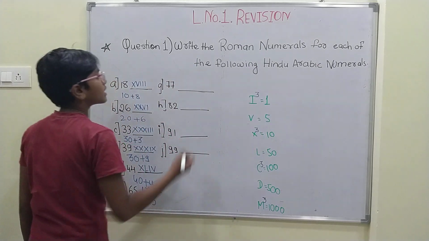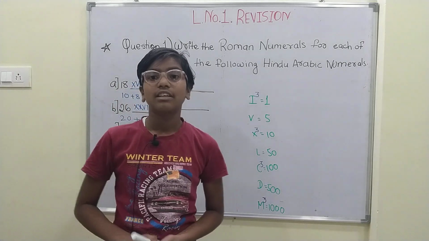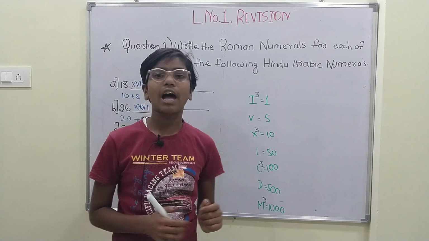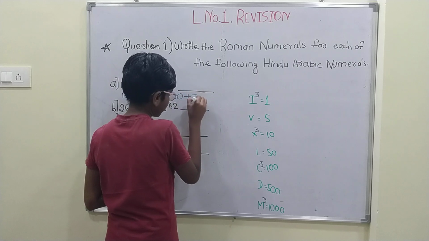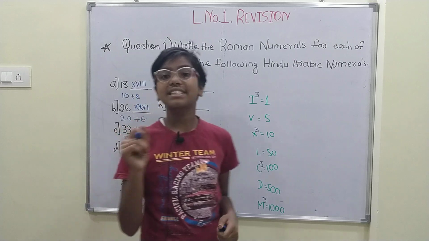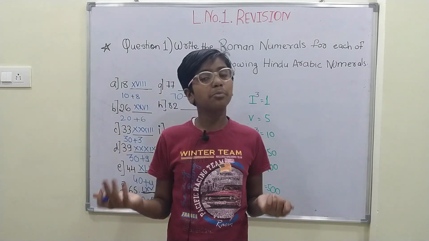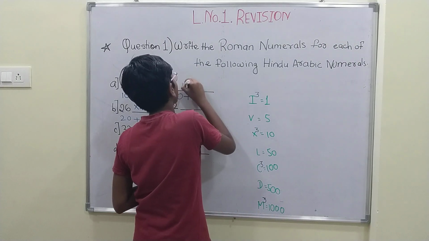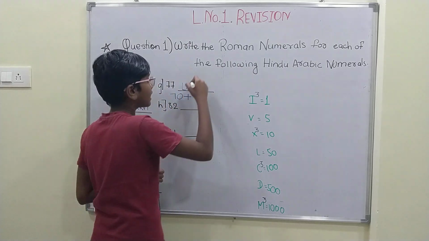77. 77, how will you write that? Very easy. For writing 77, first we will find the value of 70. So I know it is 70 plus 7. So I know the value of 7, but what is 70? If I can write 60 as LX, if I repeat it 2 times, I am not repeating it more than 3 times, so it is possible. So I will write LXX, and 7 as VII.